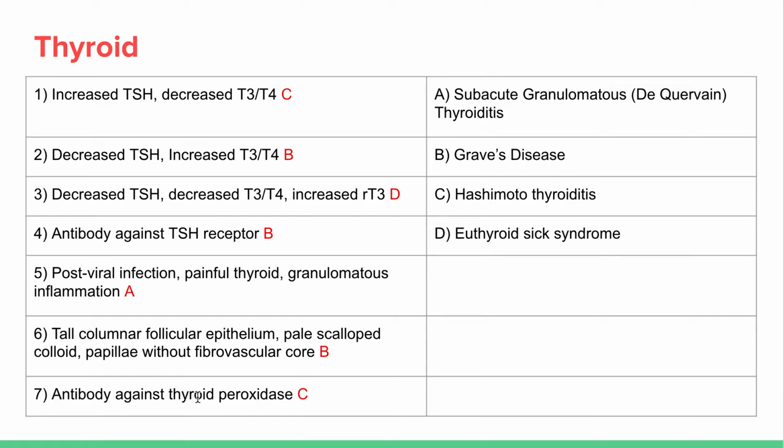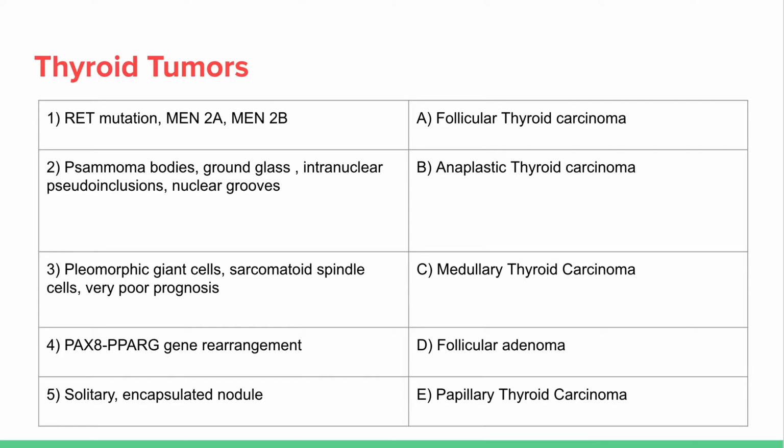7 is antibody against TPO, and this is what you see in Hashimoto's thyroiditis. This is what keeps you from producing enough T3, T4. Okay, thyroid tumors. So pause and unpause when you're ready.